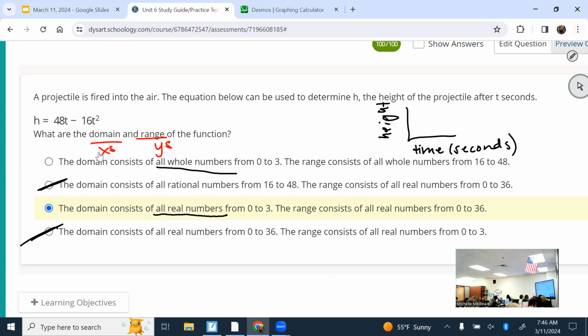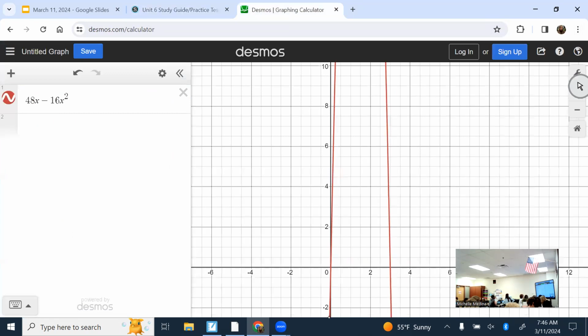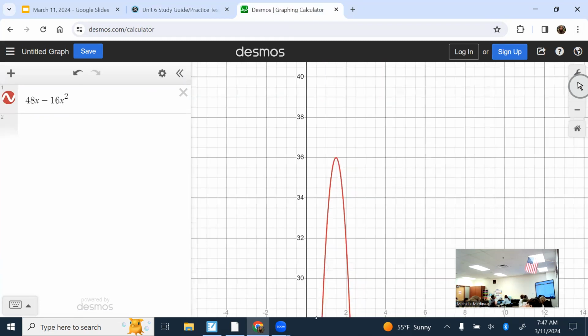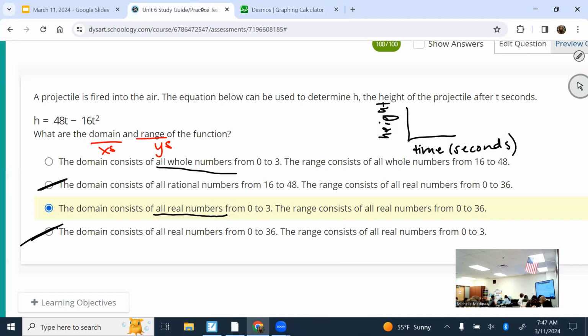But the range does make sense because if you look at your graph, you can't have a negative height, can you? So the range will start at 0 and end at the maximum, which that maximum height is 36. So this one also says it consists of all real numbers from 0 to 36, which you can have decimals of a foot or a meter. So that makes sense.